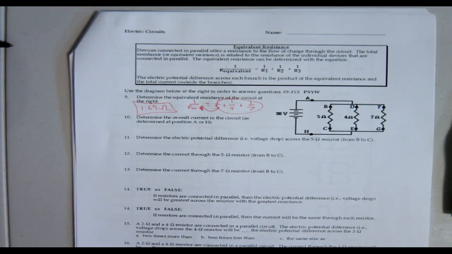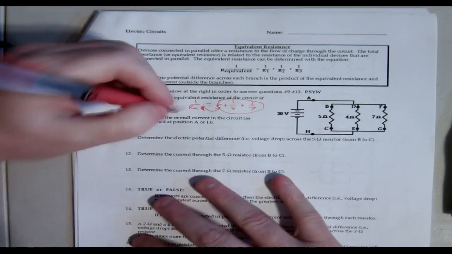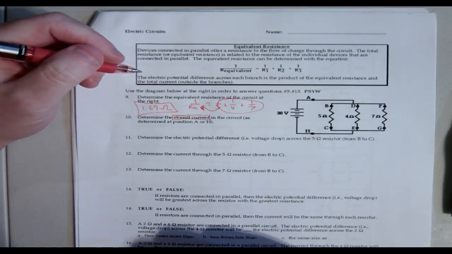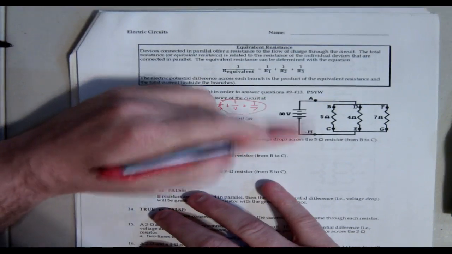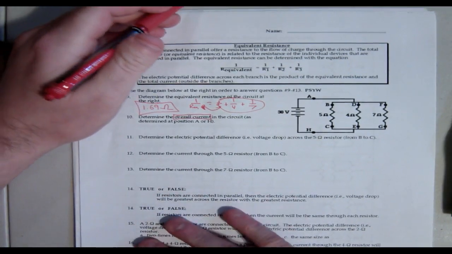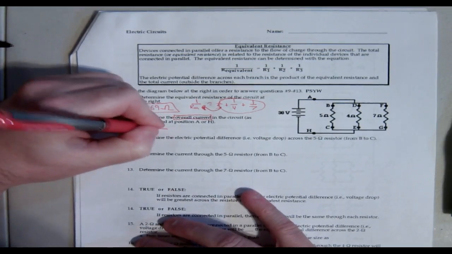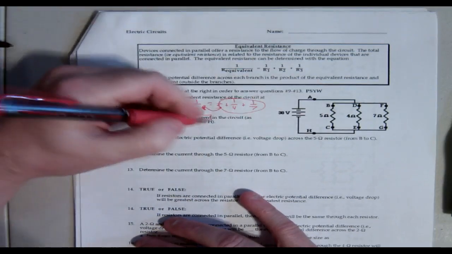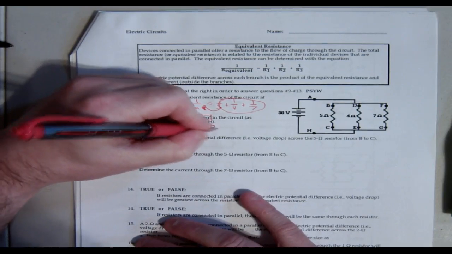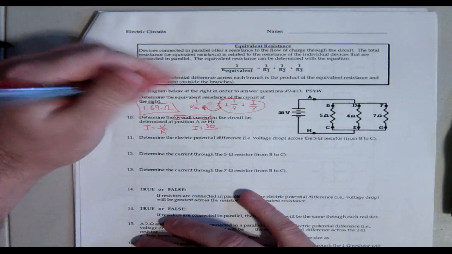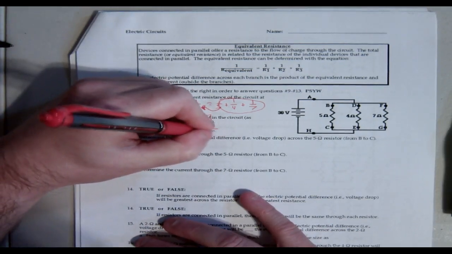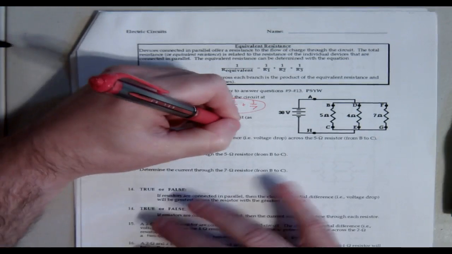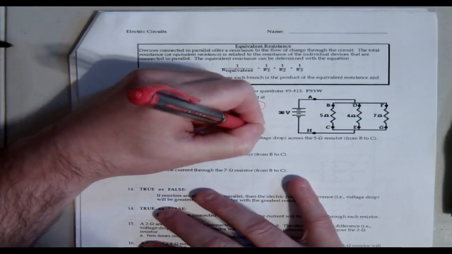All right, let's look at number 10. Determine the overall current in the circuits as determined by at position A or H. So it wouldn't matter because, you know, overall current. Okay, so we're using our formula. Current equals voltage divided by resistance. Our voltage doesn't change. What's our voltage? Doesn't change, doesn't matter. 30. So current equals 30 divided by our total resistance, which is what we just calculated, 1.69, because we're trying to find the overall current, the total, which means our overall current would be 17.75 amps.